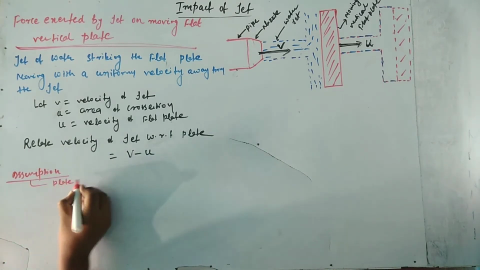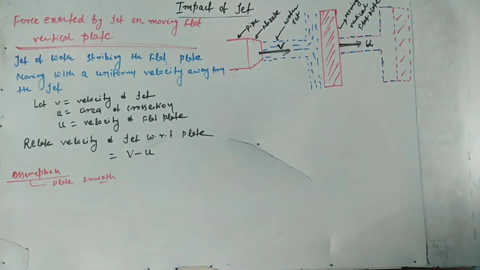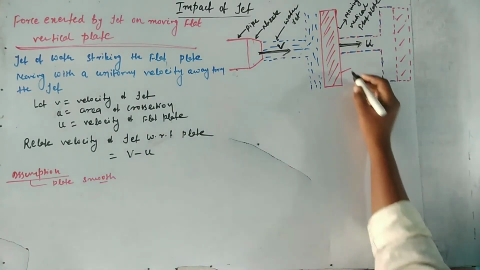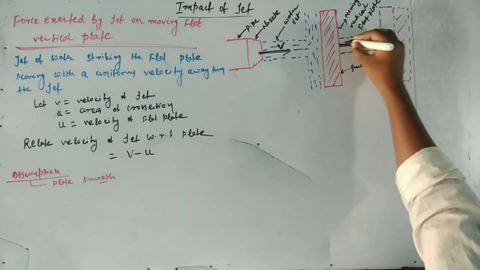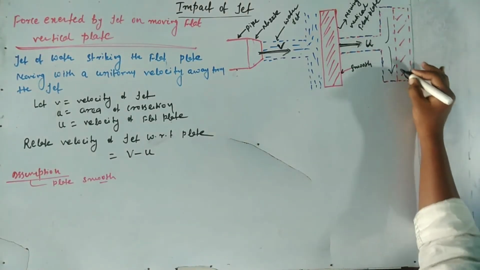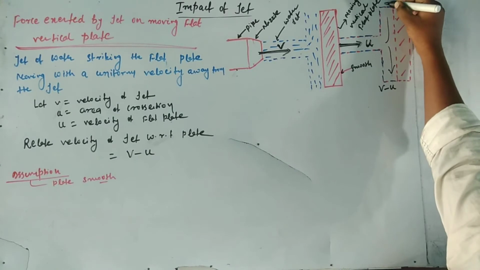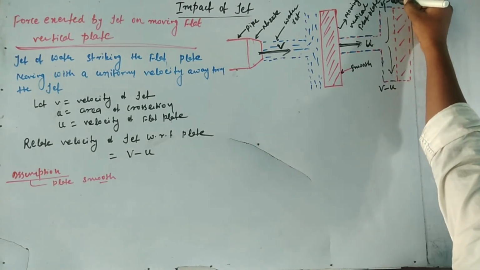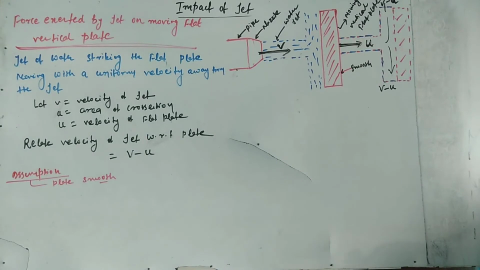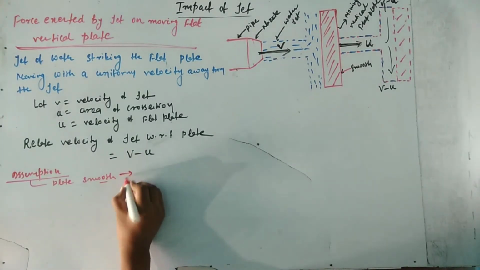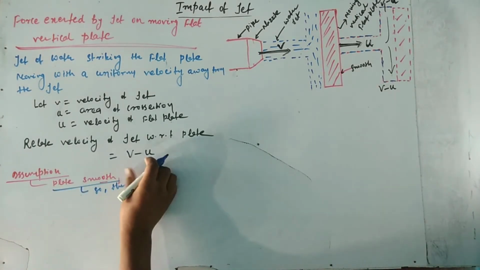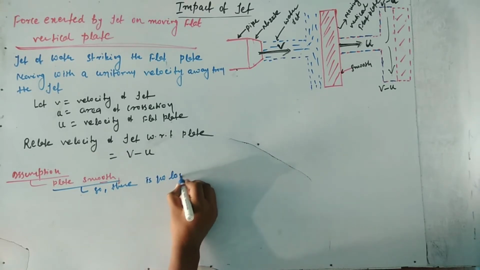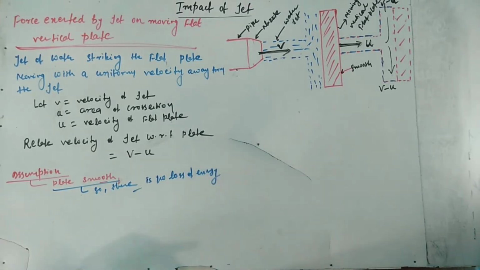Now one assumption: suppose the plate is smooth, so there is no loss of energy. Then the velocity after striking will be the same, that is v minus u, after the water separates on striking the plate. So its velocity will be v minus u on both sides, because there is no loss of energy. How it becomes v minus u, we discussed in the last video, so you can see that.